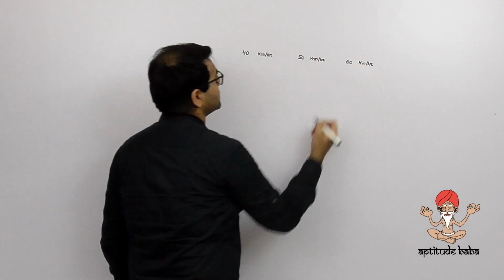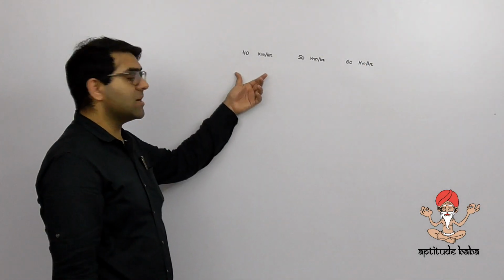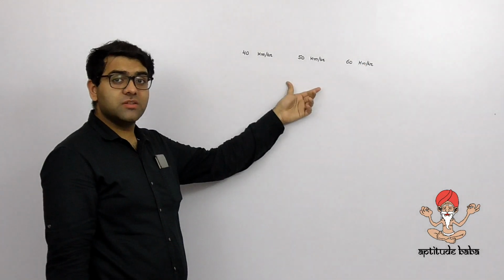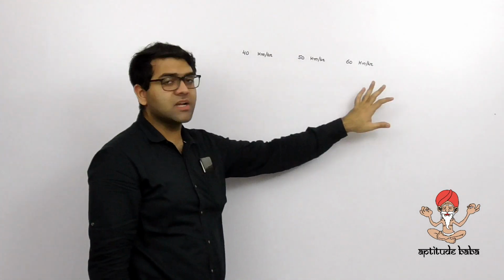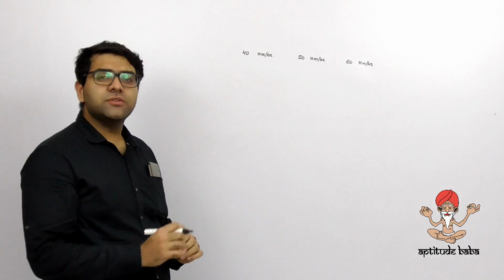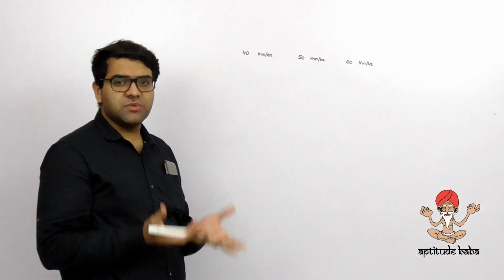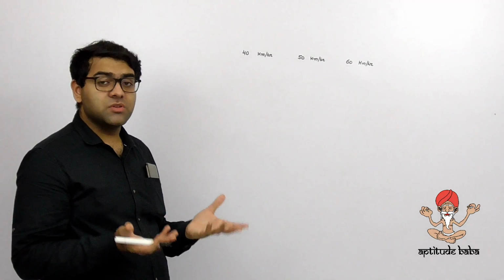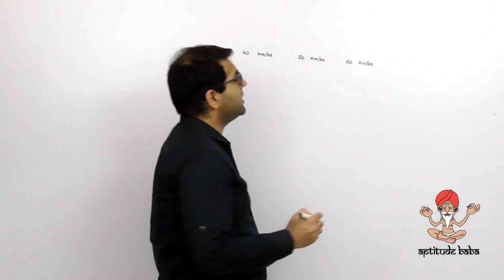As per my given question, Ramlal travels half his time at this speed, a third of the time at this speed, and then the remaining time at the speed of 60. A logical thing to do here is to assume the total time as t. Time is something which is not given, so I assume the total time to be t.